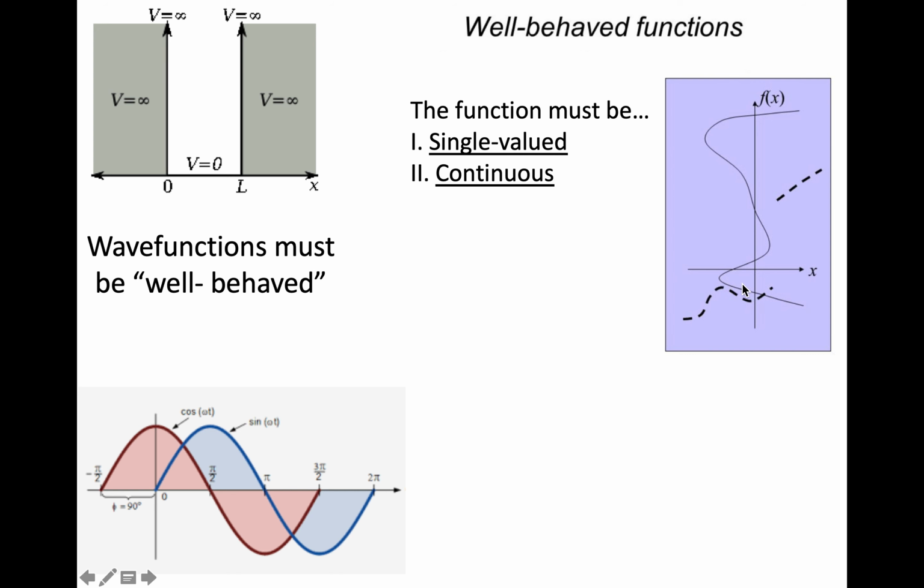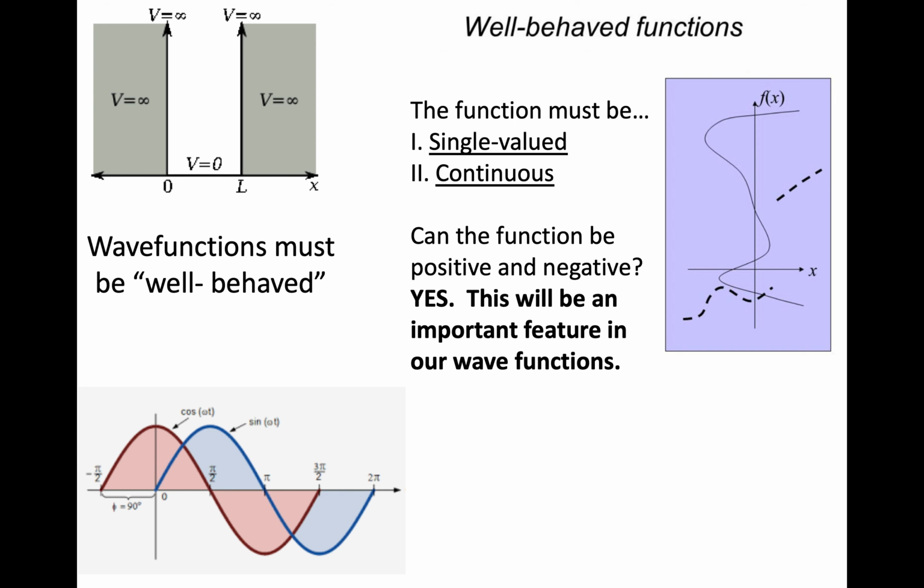If we look at that solid line right here, this is not a possible wave function because it's not single valued. For a given x, it could have different possible values for the function. Continuous, well, this dashed line is not continuous. So in order to be a wave function, it needs to be single valued. It needs to be continuous. How about positive and negative? Can it be both?